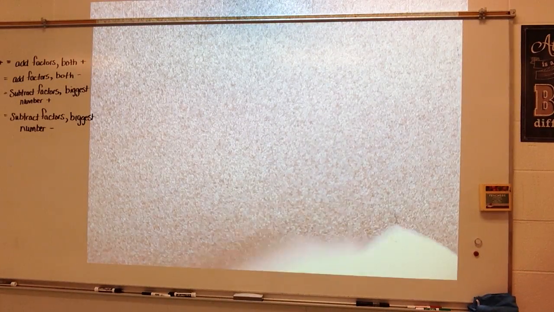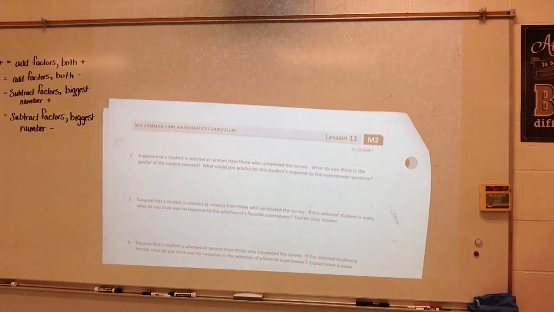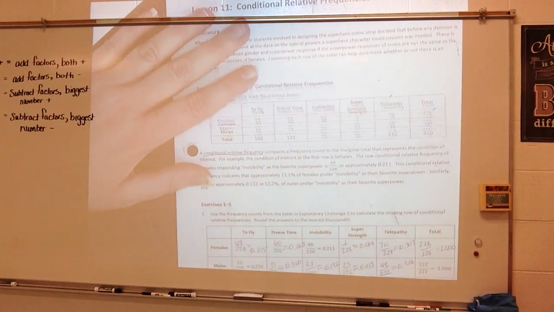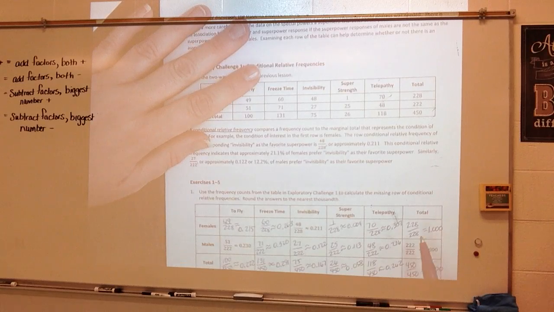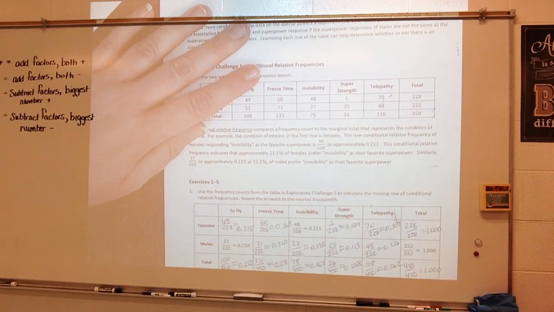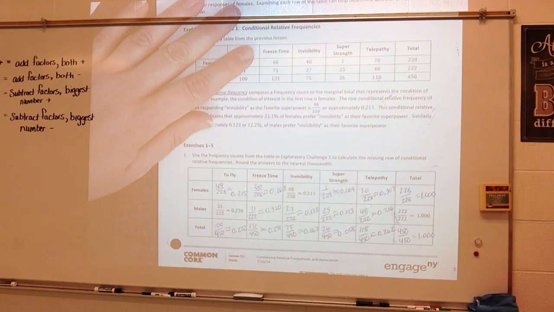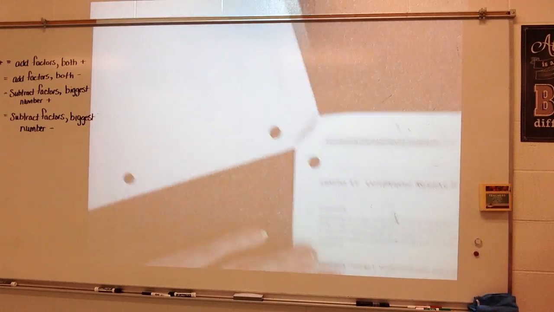Suppose that a student is selected at random from those who completed the survey. What do you think is the gender of the student selected, and what would you predict for this student's response to the superpower question? Alright, so let's go back and look. What would you expect the gender? Well, let's look at this. 228 were female, 222 were male. So that was almost the same number of males and females. So really, it's very hard for us to determine that more than likely the student would be male or more than likely it would be female.